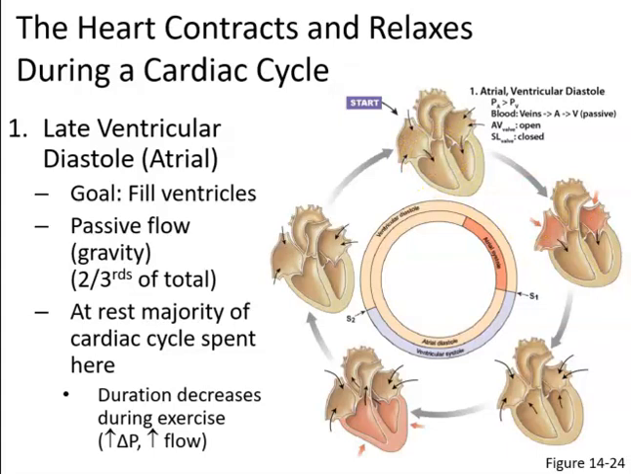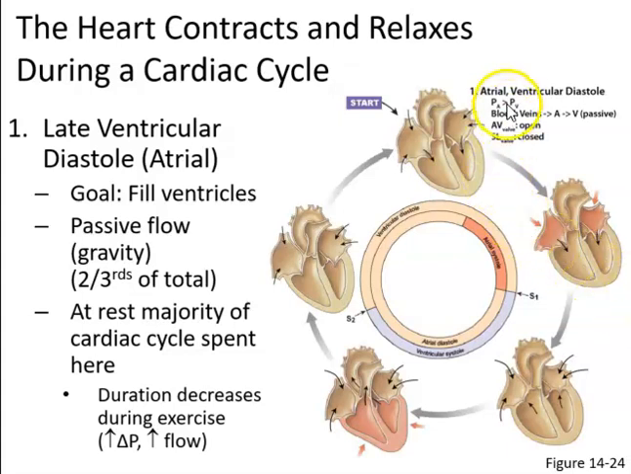There is never a situation where all valves will be open. There is a situation where all valves can be closed, but never all valves open. So at this point in the first part of the cardiac cycle, the AV valves are open. At rest, the majority of the cardiac cycle is spent in this first phase. Now, during exercise, the duration of diastole, of course, decreases. We talked about that in lab. And this is due to an increased change in pressure as well as an increased flow of blood.